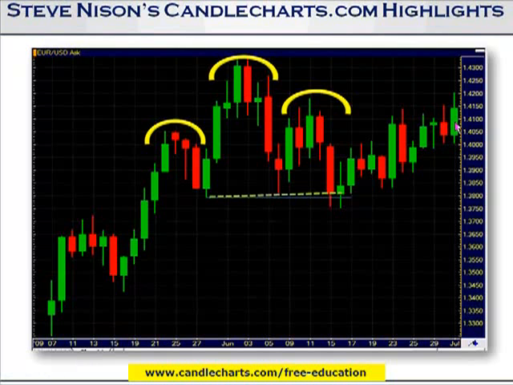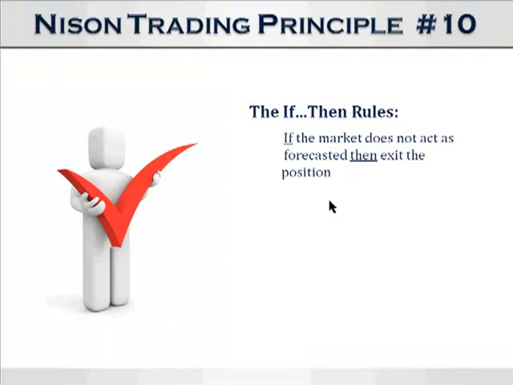So the if-then scenario: if the market does such and such, then we act accordingly. In this case, the market did not break decisively under the support area, so it is not a confirmed head and shoulders. All right. Now let's look at the next aspect of the if-then scenario. This has to do with stops. If the market does not act as forecasted, then get out of the position.